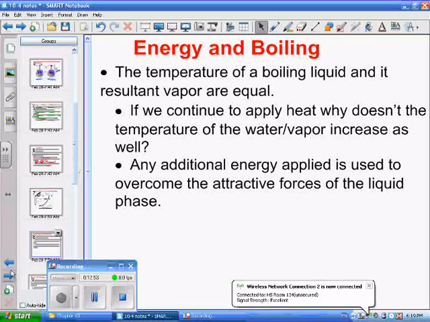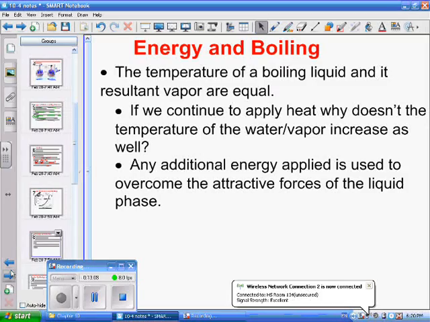Okay, energy in boiling. The temperature of a boiling liquid and its resultant vapor are equal. Okay, so let's read that again. The temperature of a boiling liquid and its resultant vapor are equal. If we continue to apply heat, why doesn't the temperature of the water or the vapor increase as well? And the answer is this.